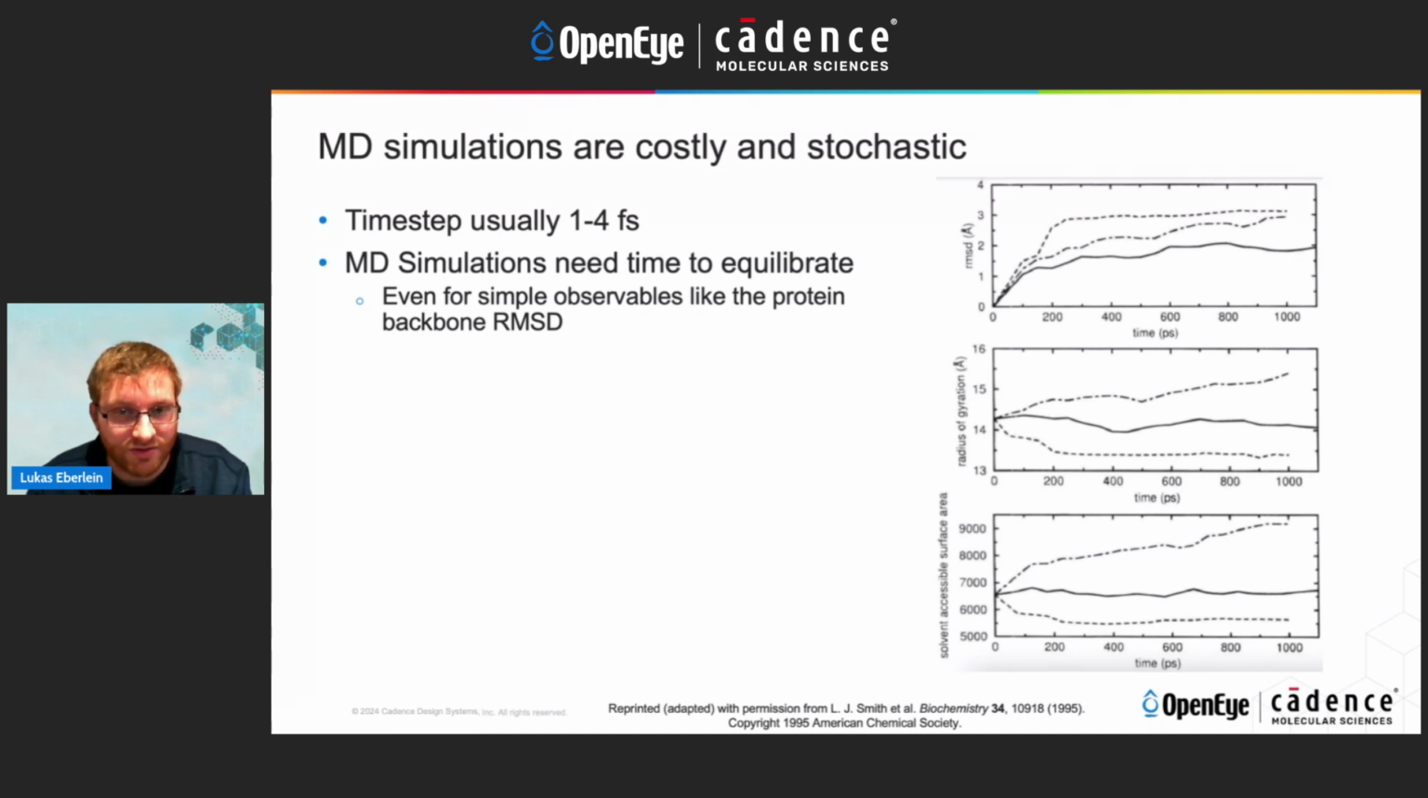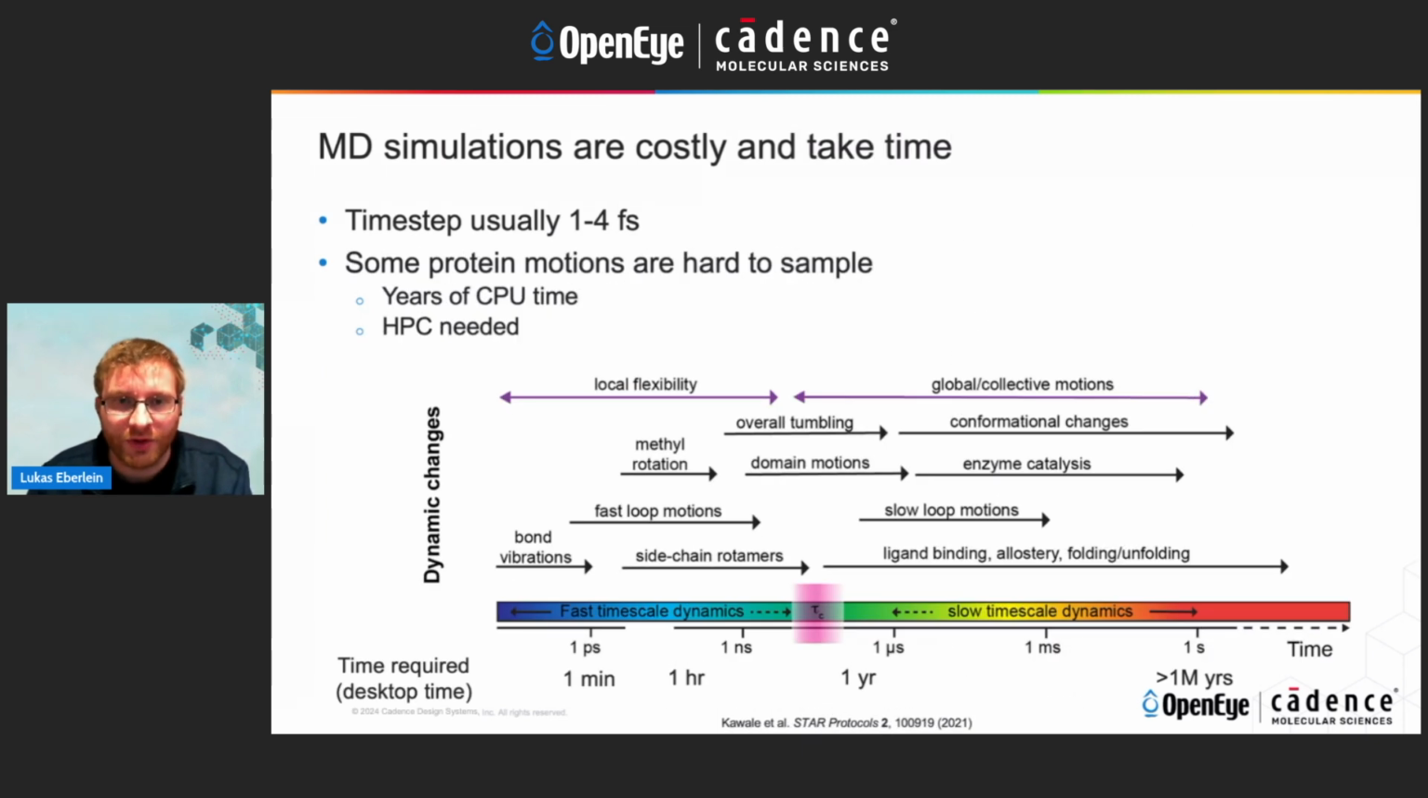Here we see the results of 3 MD runs of the same protein-ligand system plotted as solid, dashed, and dash-dotted lines. We see 3 observables: the root mean square deviation from the initial structure, the radius of gyration, and the solvent accessible surface area. The results are different for each simulation, showing the stochastic nature of MD, and that simulations take time to converge, even for these relatively simple properties. And so, we have to run very long simulations to get access to reliable data, especially for slower motions.